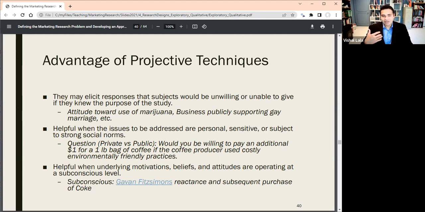So these are the kinds of things that projective techniques are very good at getting at. Learning about things that people will be reluctant to answer with direct questioning, either in a focus group setting or interview setting.